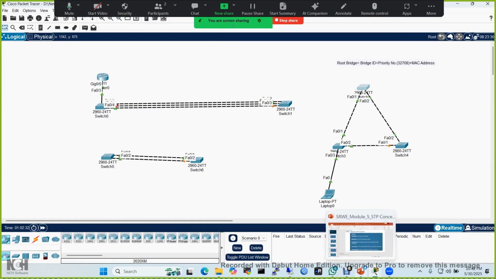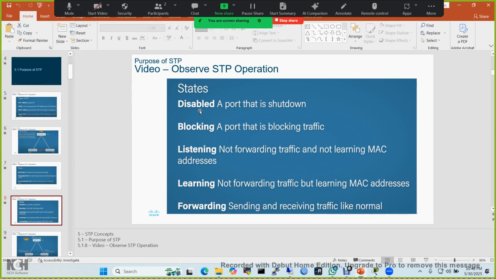Now I am going to the status. What is disabled? Shutdown port. In listening and learning, it is not a stable port, isn't it? It is the testing stage. These two are testing stages. It takes 15 seconds, and the total is 30 seconds.